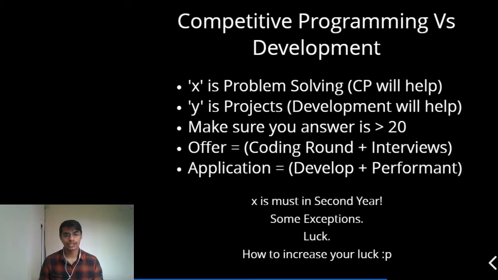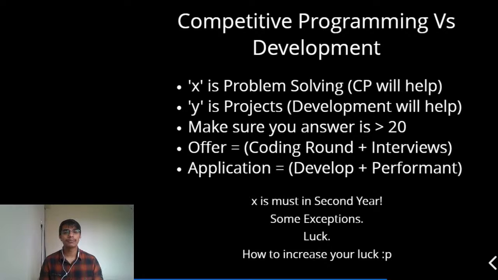And Y is projects. So you have to do projects. So for projects, development will help. So I hope this is pretty straightforward. And I want to make a statement, that make sure your answer is greater than 20. So whatever you choose, I hope you are getting some idea. It has gotten somewhat complicated, so you can always rewatch when this is over.